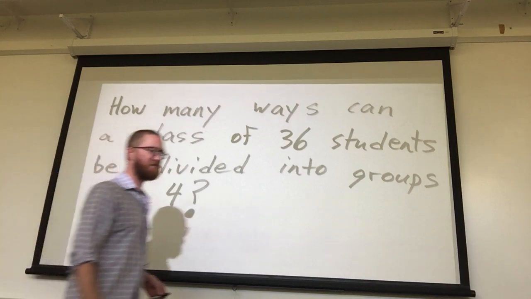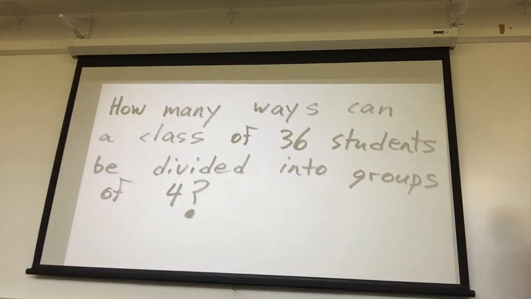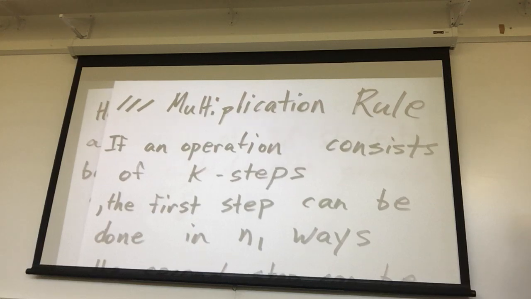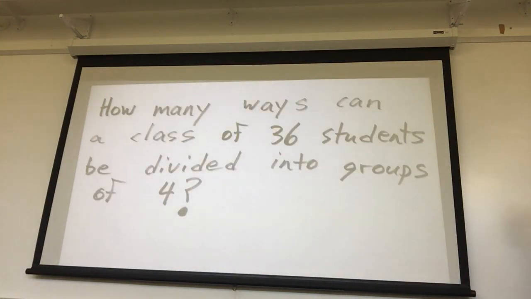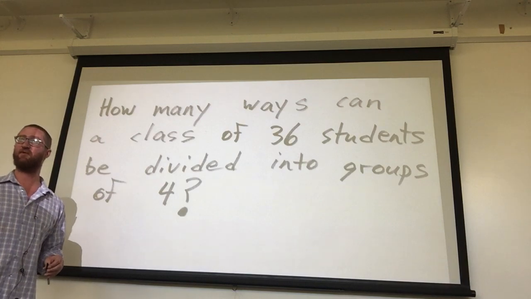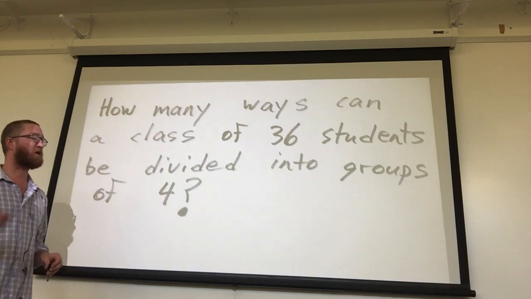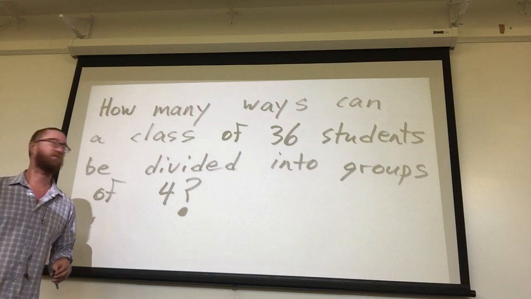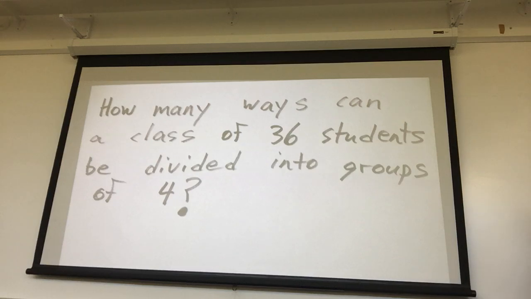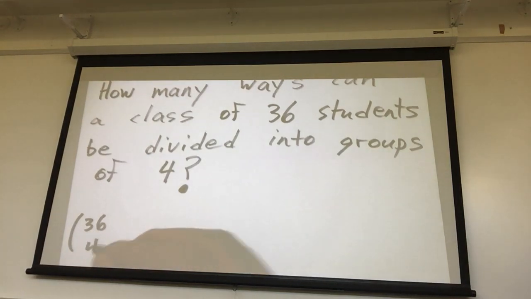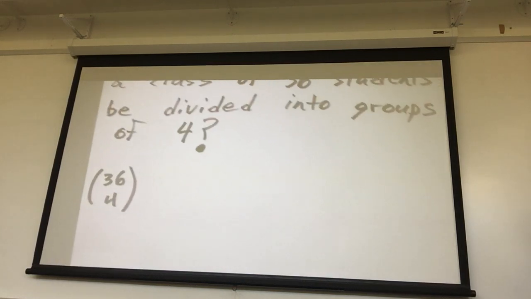So the previous statement said we have an operation consisting of k steps, and the first step can be done in n sub 1 ways. If I say I've got a class of 36 students and I want to divide them into groups of 4, what is the first possible thing that I can do? What are the possibilities for step 1? I've got 36 students. I can randomly pick 4 out of this group. That would be 36 choose 4.